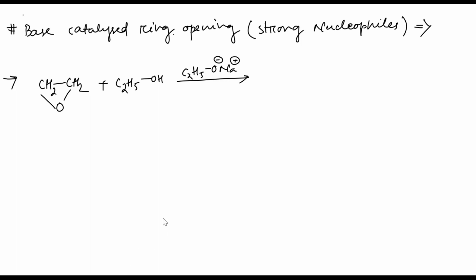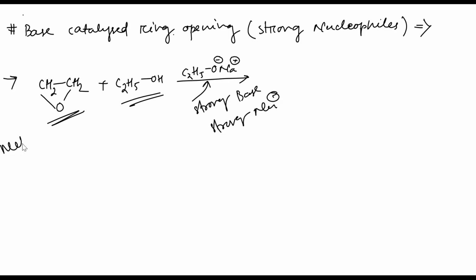If this ethylene oxide, or epoxide, reacts with ethanol in the presence of sodium ethoxide, this sodium ethoxide is a strong base and a strong nucleophile. So in the first step, if you see the reaction mechanism, there will be attack of the nucleophile. This will react with C2H5O minus and Na plus.